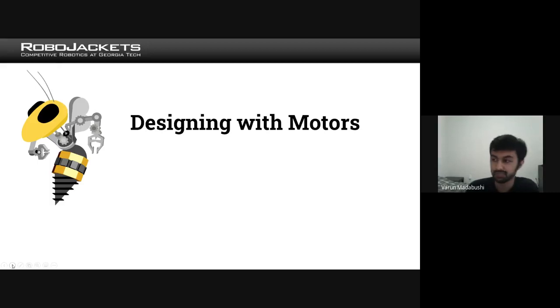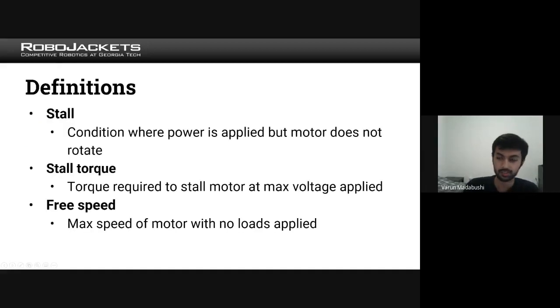So now we're going to talk about some useful things you can use when you're designing a mechanism which has a DC motor. First, we're going to give some definitions of useful terms, starting with stall. Stall is when you apply power to the motor, but it's not rotating. So it's stuck due to some external torque.